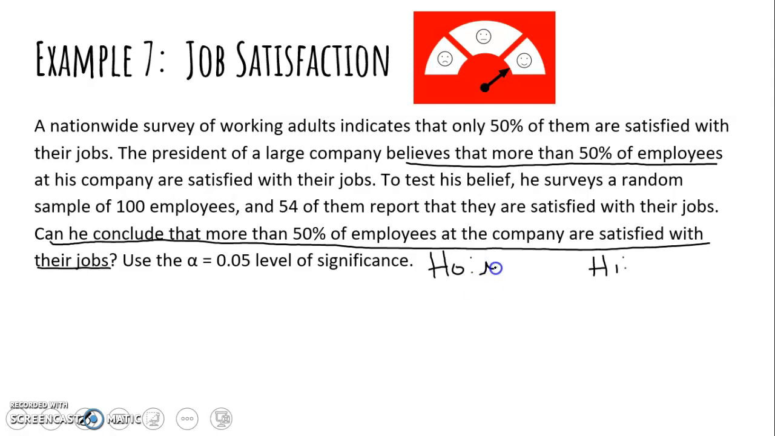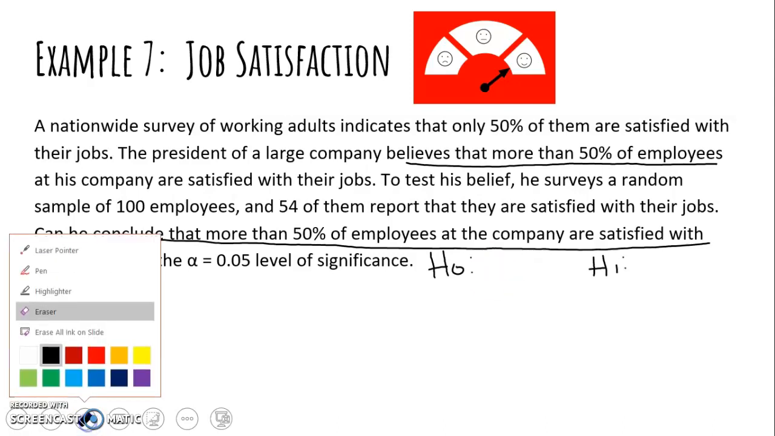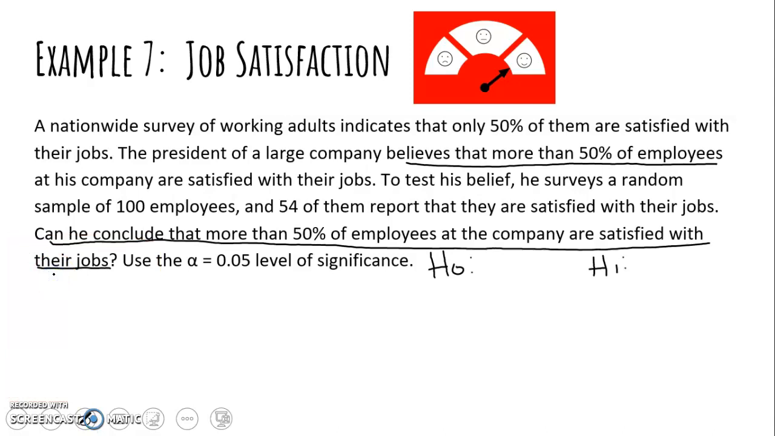So for our null, we're not going to use mu, we're going to use p for proportion. So we're going to assume that the proportion equals 50%, which is really 0.50 as a decimal, because that's how you would need to type it in the calculator. And for our alternate, we go with what he's trying to conclude, that the proportion is more than or greater than 50%.